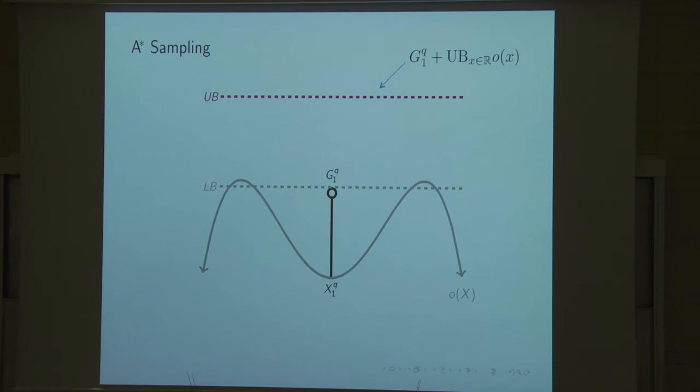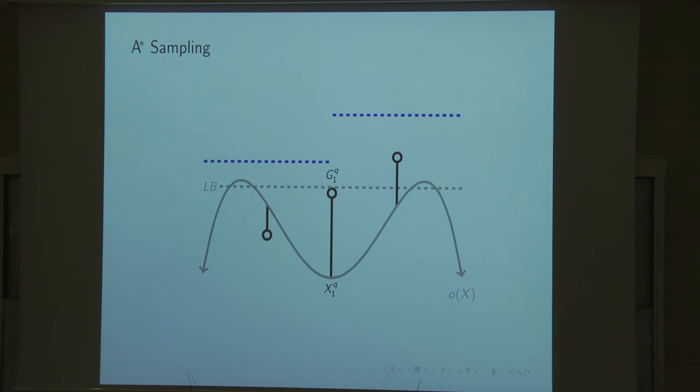So the upper bound is going to be this guy, this length here, which is the maximum of the noise part, plus some upper bound over the O function over all of space. So we need to implement this somehow. But once we've done that, then we can compute this global upper bound. Then what we're going to do is remove this point from consideration, split up space into two parts, and recompute the upper bounds for both regions.